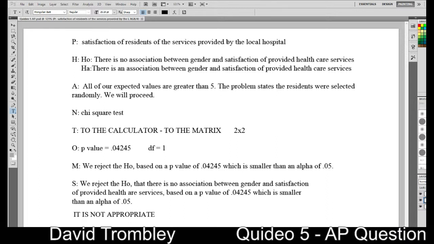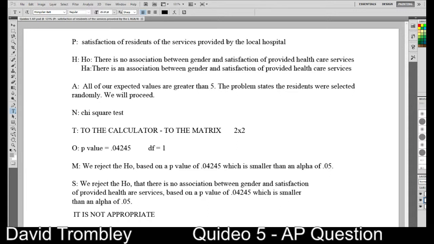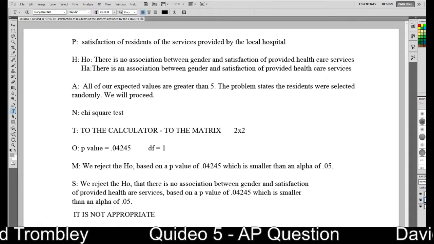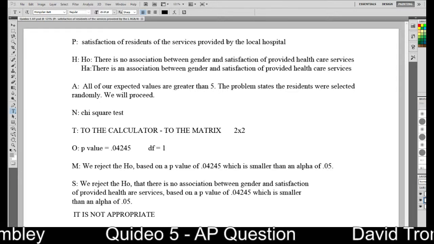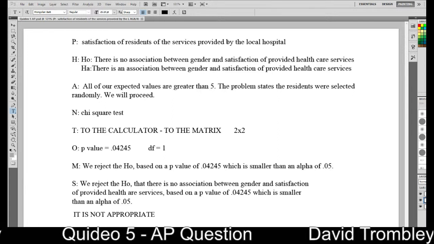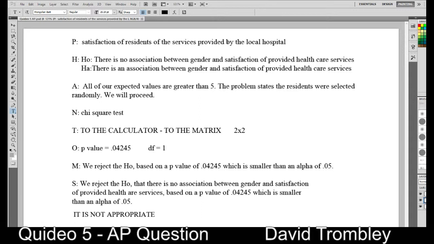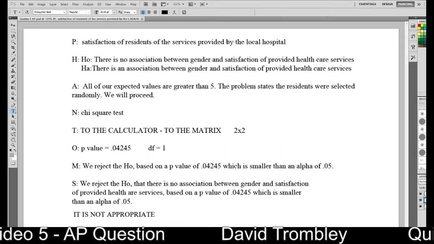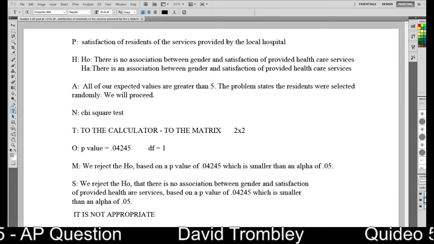So we need to make a 2x2 matrix, and then you need to plug in the 4 values for the male, female, and the satisfied, not satisfied. And once you find the chi-square test, you plug in all those into the matrix A and calculate, and you should get 3 numbers, which is what we have below. So our chi-squared is 4.1173, and then our p-value is 0.04245 and a degree of freedom of 1.